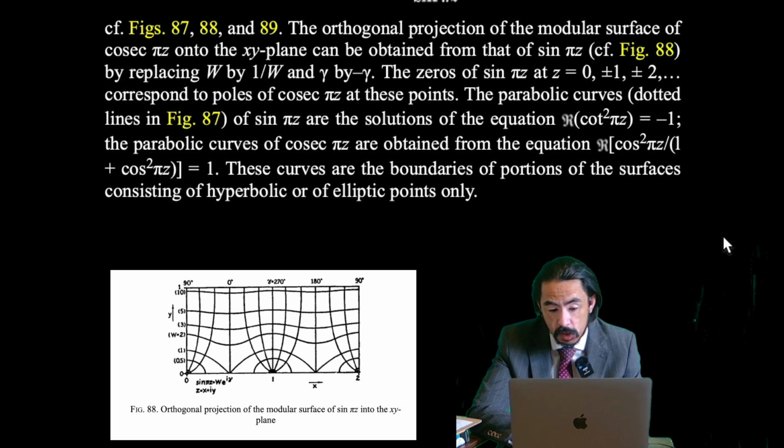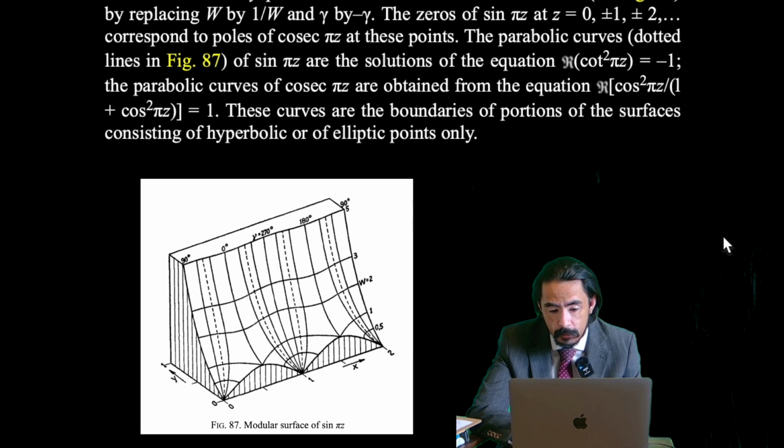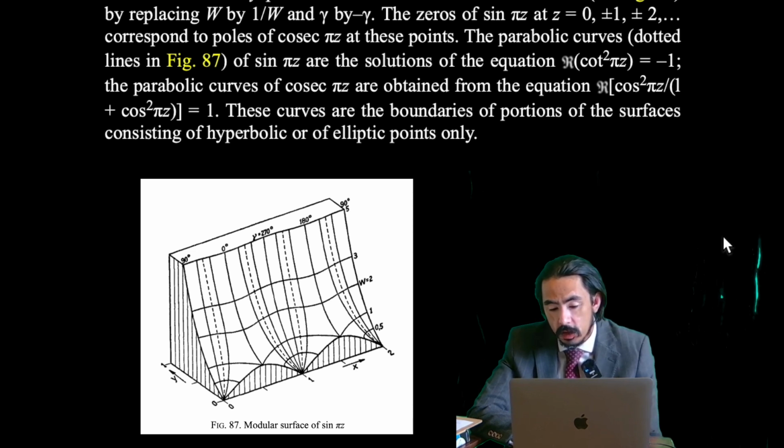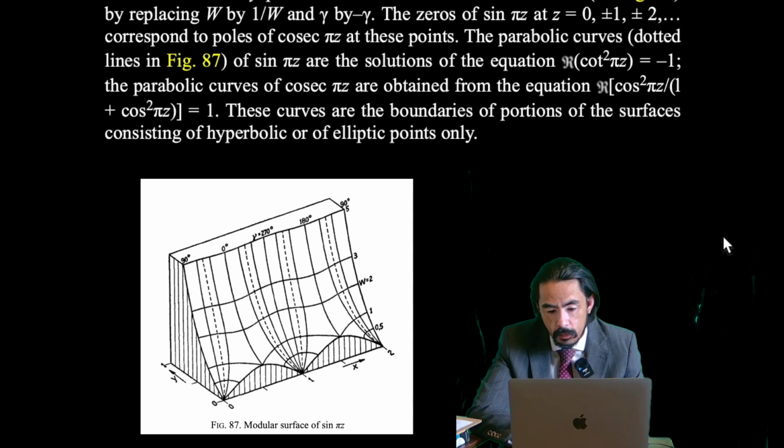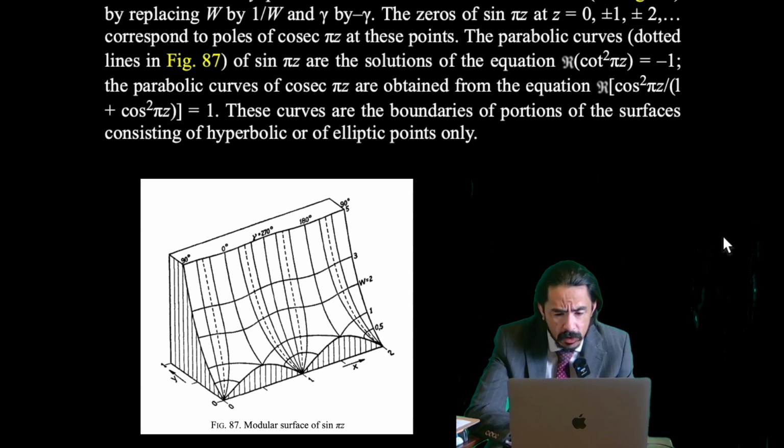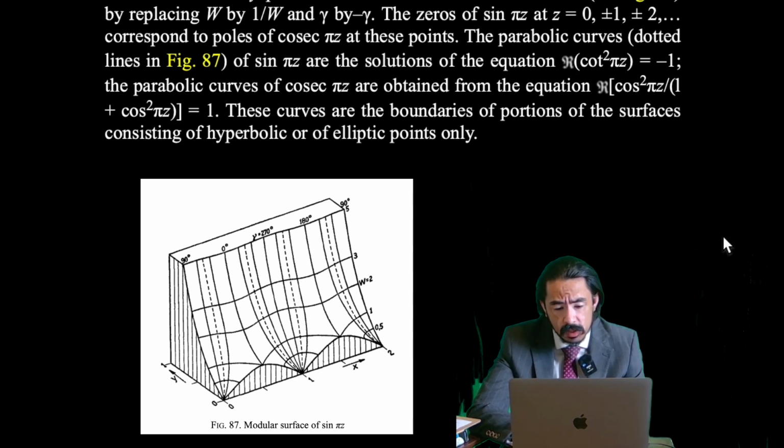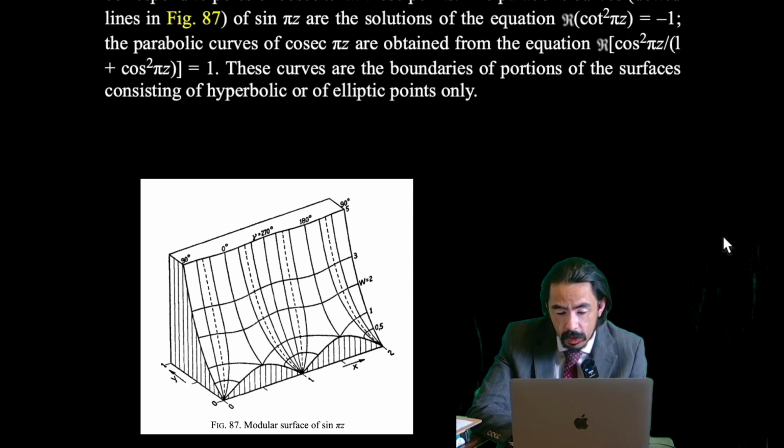The parabolic curves, which correspond to the dotted lines in figure 87 of sine of pi times z, are the solutions of the equation where the real component of the cotangent squared of pi times z is equal to -1. The parabolic curves of the cosecant of pi times z are obtained from the equation where the real component of cosine squared of pi times z over the quantity 1 plus cosine squared of pi times z, close all quantities, is equal to 1. These curves are the boundaries of portions of the surfaces consisting of hyperbolic or of elliptic points only.